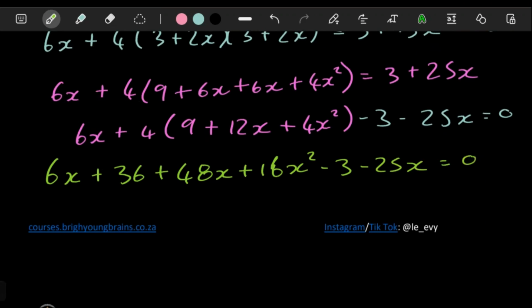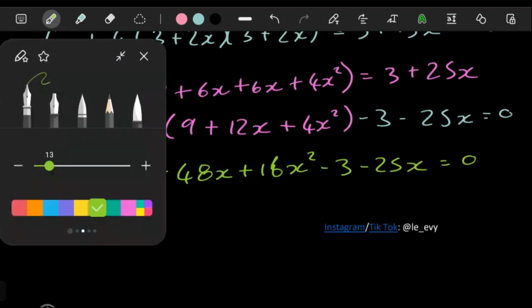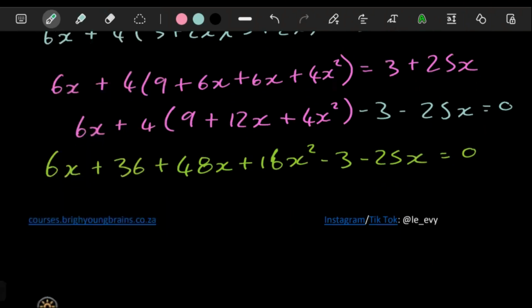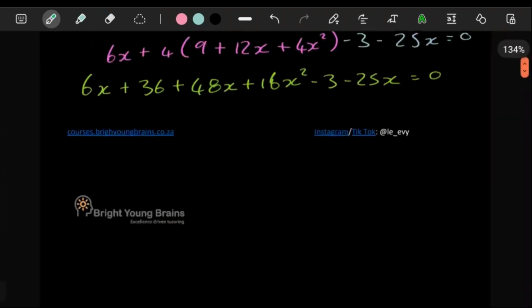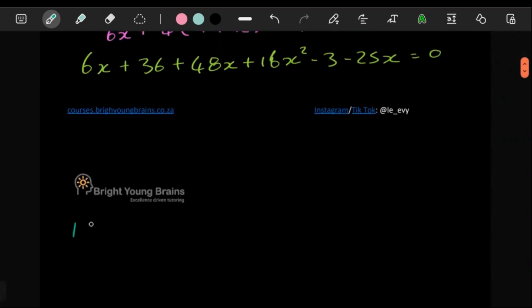So you can see, obviously, the annoying thing with questions like these is they just drag on for so long. It gets a bit annoying, but it is what it is. Gotta do what you gotta do for your marks. So let's write this in ascending or descending order of powers.